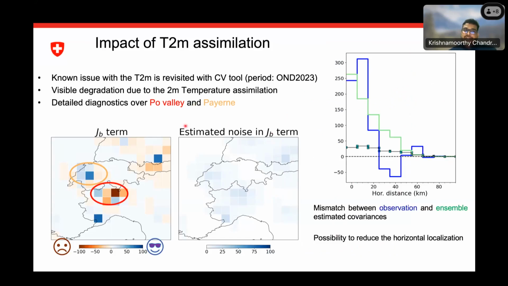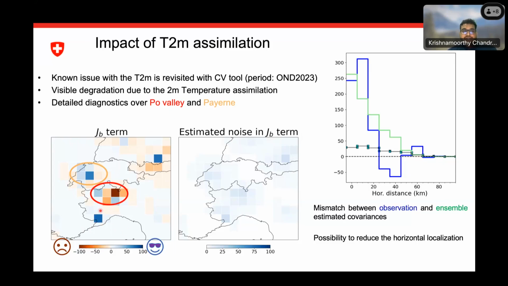The well-known problem with the 2-meter temperature assimilation is revisited with the help of this cross-validation diagnostic. We choose a period of 3 months, October, November, December 2023. What is shown below is the J_B term, binned in latitude and longitude bins. In each bin we have many different surface stations, and when we have positive values, those observations are pulling the analysis in the direction of the radiosonde. When we have negative values, like in the dark brown colors, the analysis is being pulled away from the radiosonde.